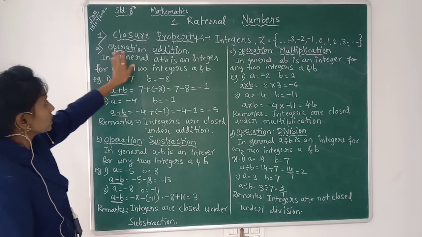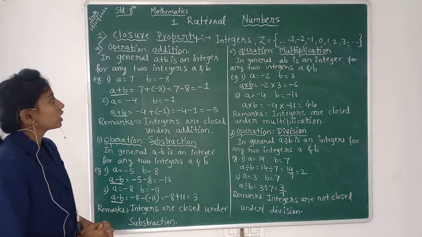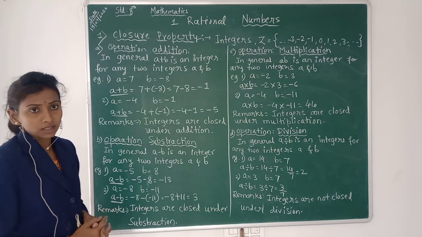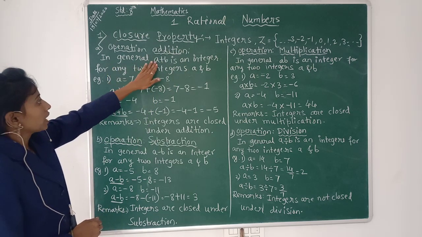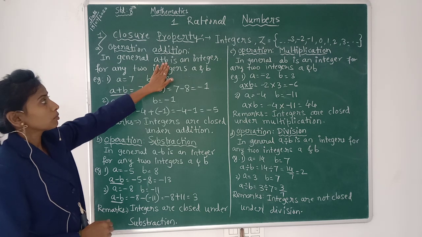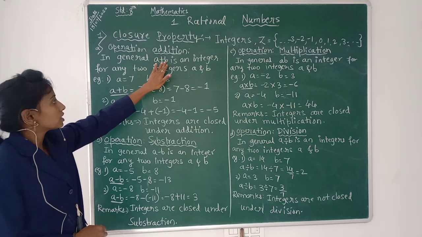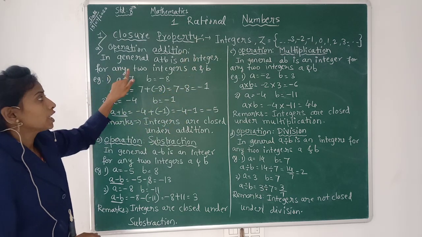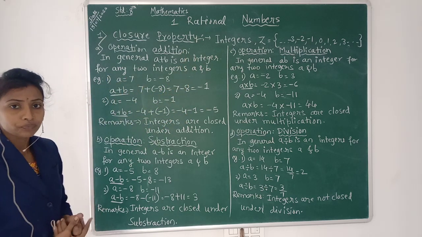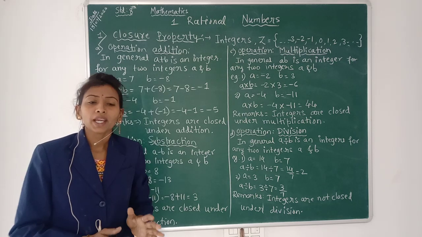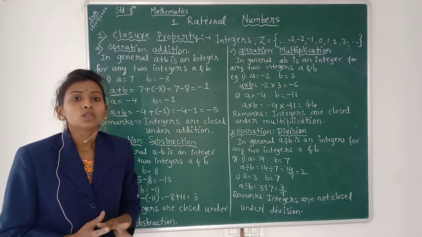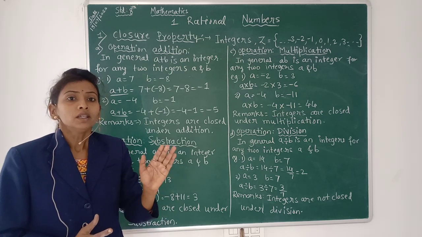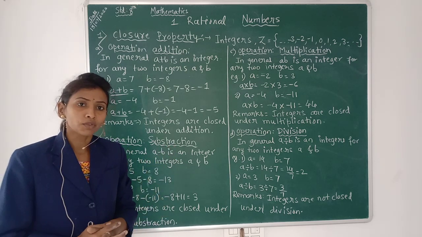The first operation is addition. In general, a plus b is an integer for any two integers a and b. In the examples we have to take any two integers, do the addition operation, and see whether the result obeys the closure property or not.